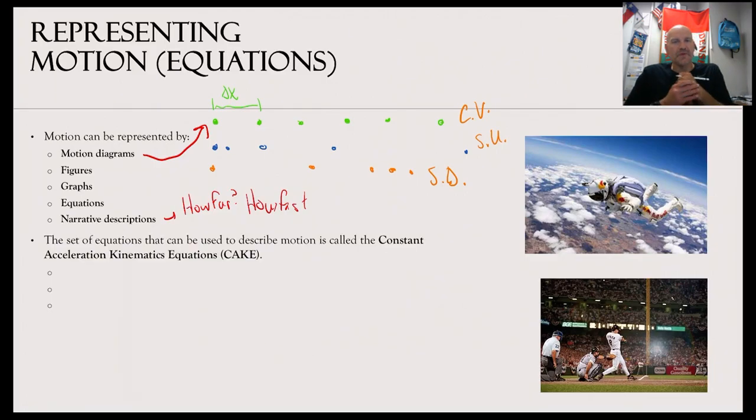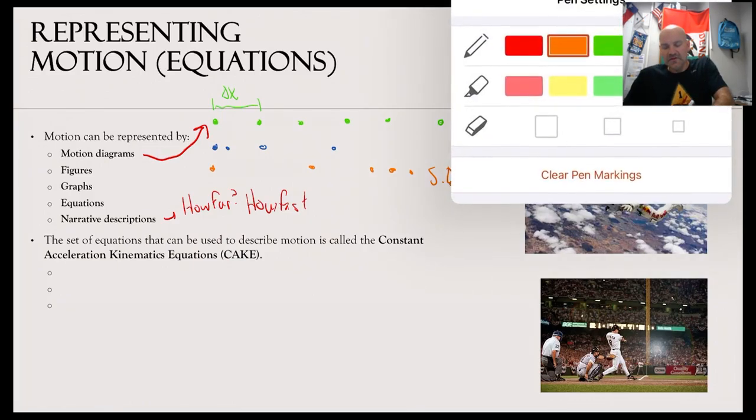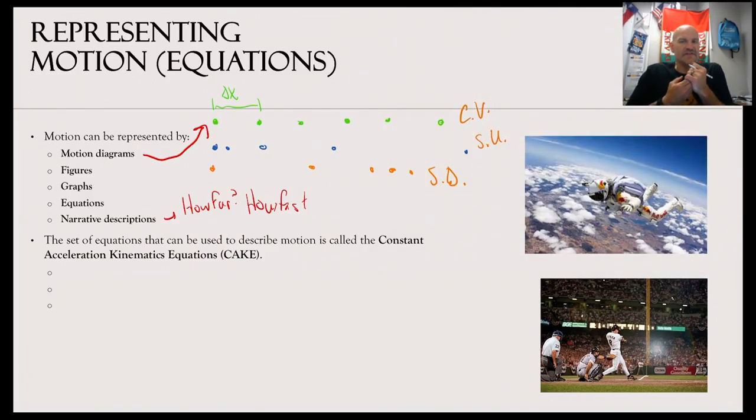All right, so in physics, there's a very important set of equations that are used to describe motion. I like to call them CAKE, constant acceleration kinematics equations. So here's one difference between Physics 1 and Physics C. In Physics C, there's no assumption that the acceleration is constant. But here in Physics 1, the acceleration will always be constant.